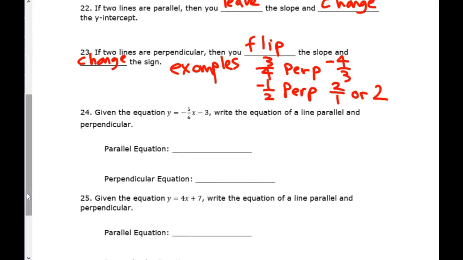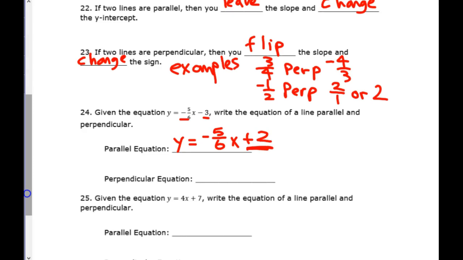Okay, so given this equation, write the equation of parallel and perpendicular. Parallel, same slope, different y-intercept. Y equals negative 5 over 6x. And instead of minus 3, we can put anything else. So let's put plus 2. Okay, just change that number to whatever.